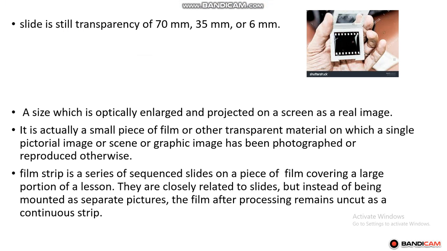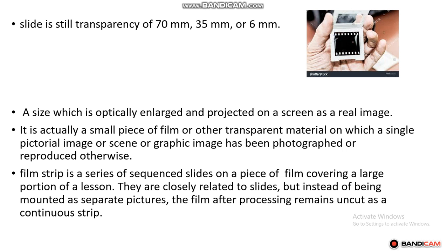It is actually a small piece of film or other transparent material on which a single pictorial image or scene or graphic image has been photographed or reproduced otherwise. A film strip is a series of sequenced slides on a piece of film covering a large portion of a lesson. They are closely related to slides, but instead of being mounted as separate pictures, the film after processing remains uncut as continuous strips. Okay, so that is the only difference between slide and film strip.